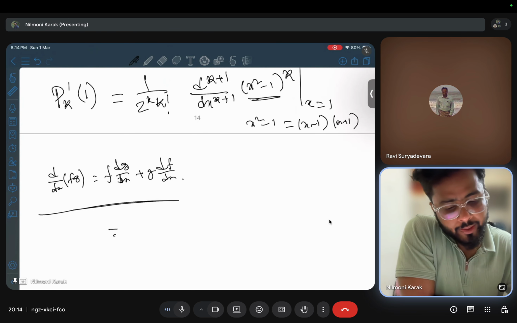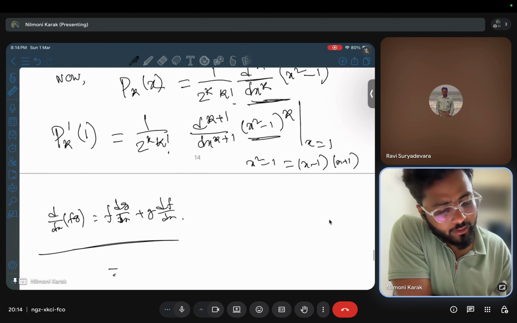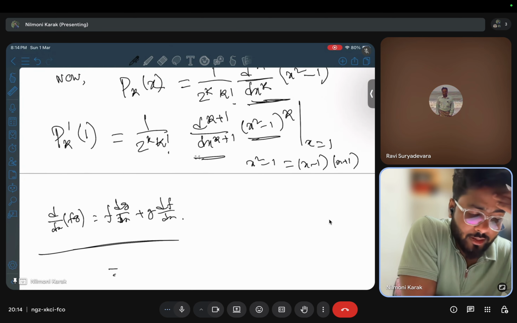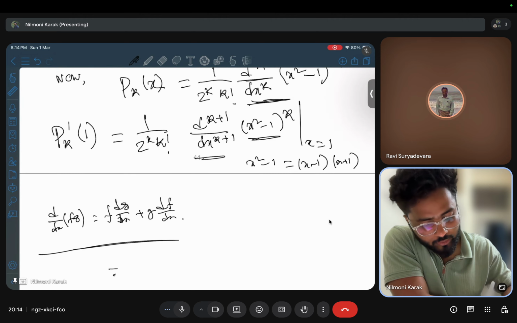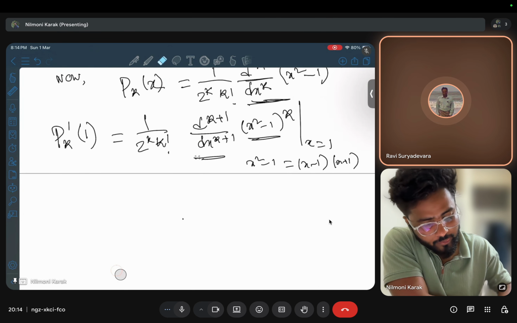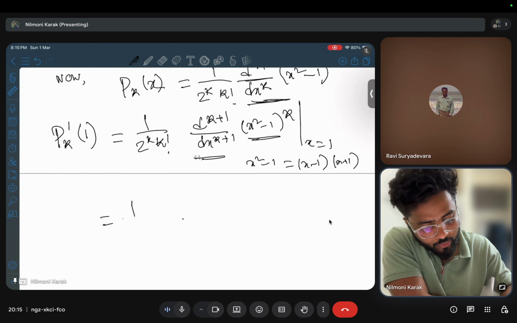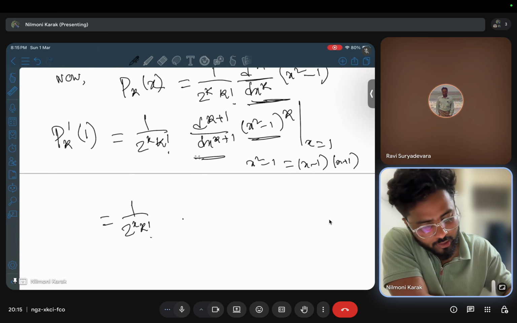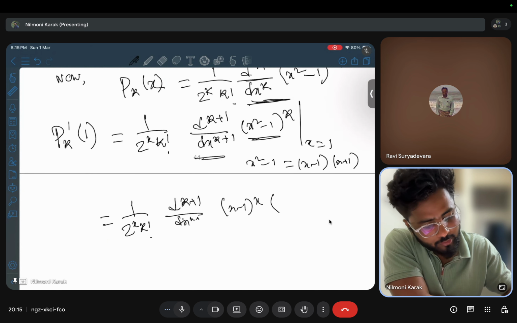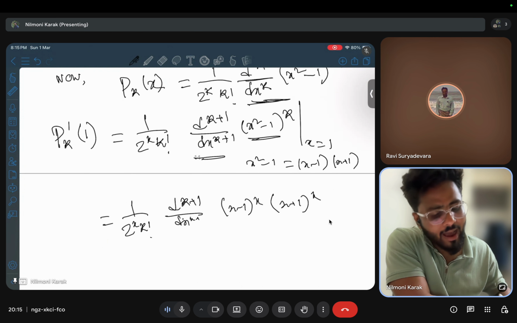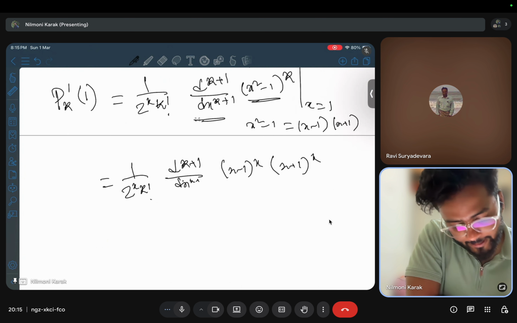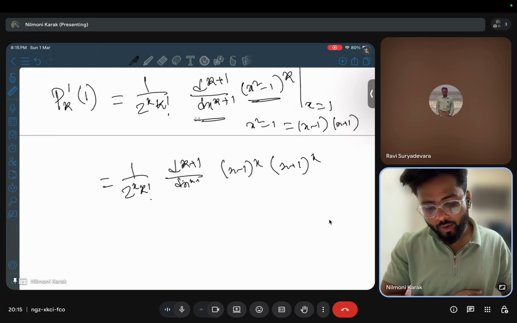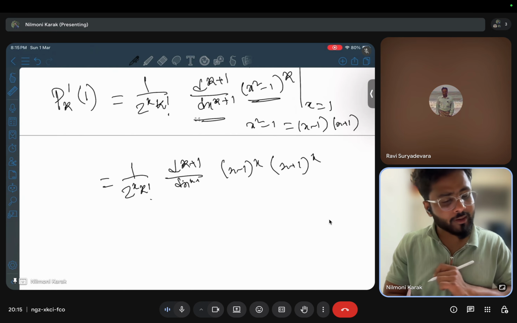One thing, you derivative, okay, that is correct, right? So what you want to do? You want to take d^(k+1)/dx^(k+1) of (x minus 1) to the power k times (x plus 1) to the power k. But see one thing, how many times are you differentiating? k plus 1 times.